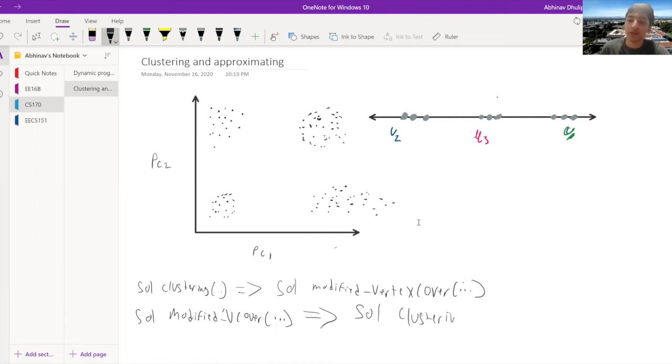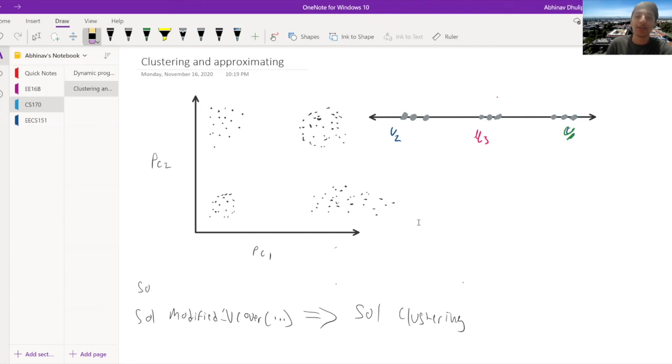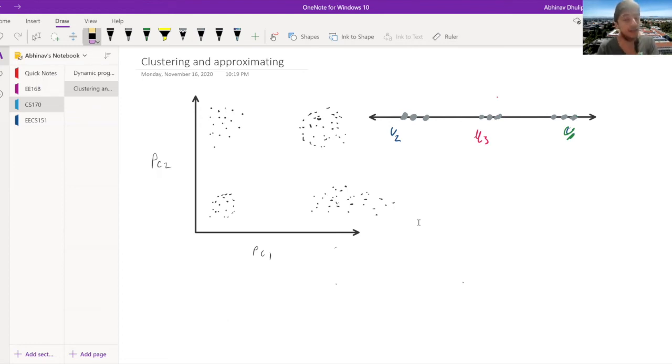So if we prove that, we prove a reduction. And so that's a little bit of why it's NP complete. I'll talk a little bit more about that later. But if you leave now, just know that that's how we reduce it. I mean, just know that we say that clustering is NP hard because it is a variant of vertex cover.